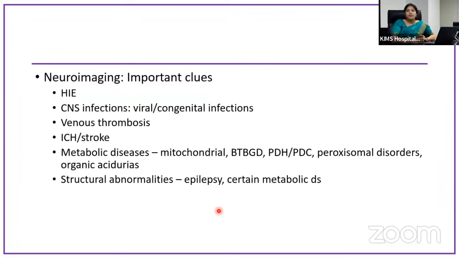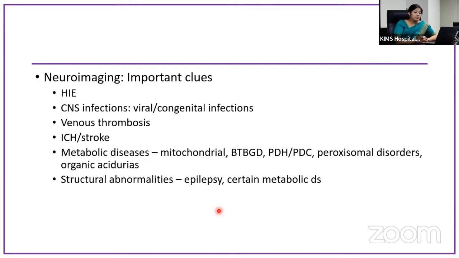Okay, so neuroimaging again gives very important clues. HIE, like we saw in one of our cases, can be picked up on neuroimaging even if the history is not consistent. CNS infections like viral congenital infections can again have MRI clues. Venous thrombosis, ICH, and strokes can be picked up on neuroimaging. Metabolic disorders like mitochondrial disorders, biotin basal ganglia disease, PDH and PDC deficiency, which are mitochondrial disorders, peroxisomal disorders, and organic acidemias can have consistent abnormalities on the MRI, which can help us to narrow down and tailor further investigation.